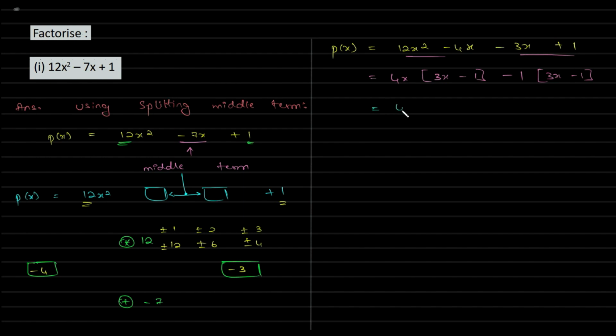And so we have 3x minus 1, that is common between these two terms, right? This entire expression is made up of two terms, and between these two terms 3x minus 1 is common. What is left out? 4x minus 1. Does it make sense? This is the first term, this is the second term, and we have 3x minus 1 as common, and we end up with 4x minus 1. And this is the factored form of this particular expression. So you can do this using splitting the middle term, if not the factor theorem.